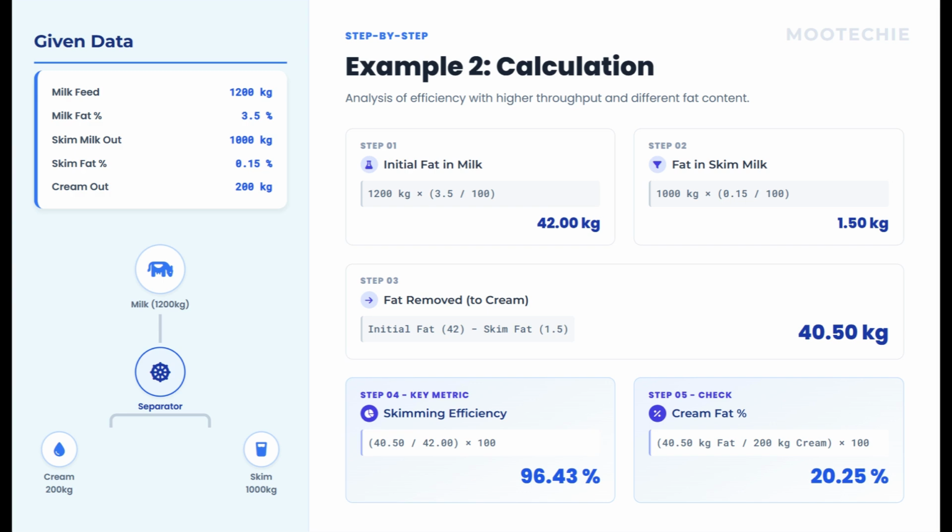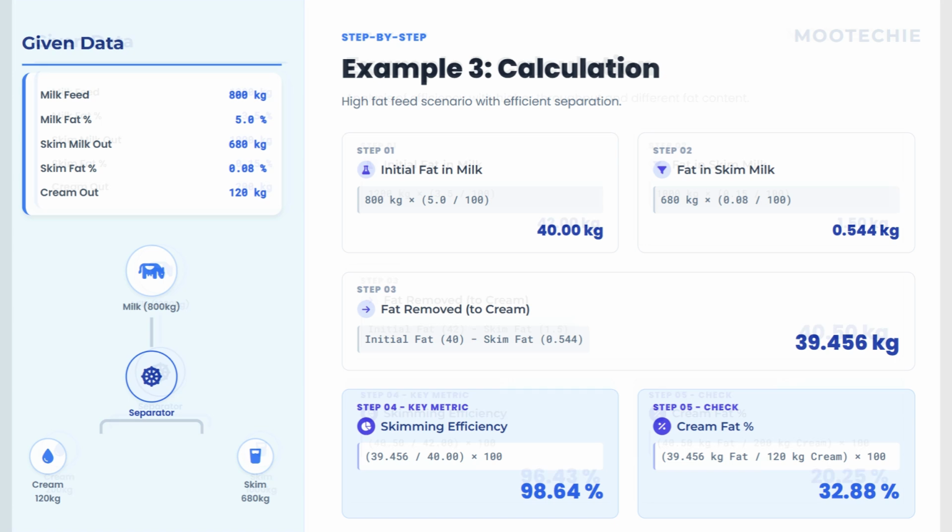Let's look at one more scenario to complete the picture. Our final set of given data: milk feed, 800 kilograms. Milk fat percentage, a higher 5.0%. Skim milk out, 680 kilograms with a very low skim fat percentage of 0.08%. And cream out, 120 kilograms. This is a high-fat feed scenario with very efficient separation.